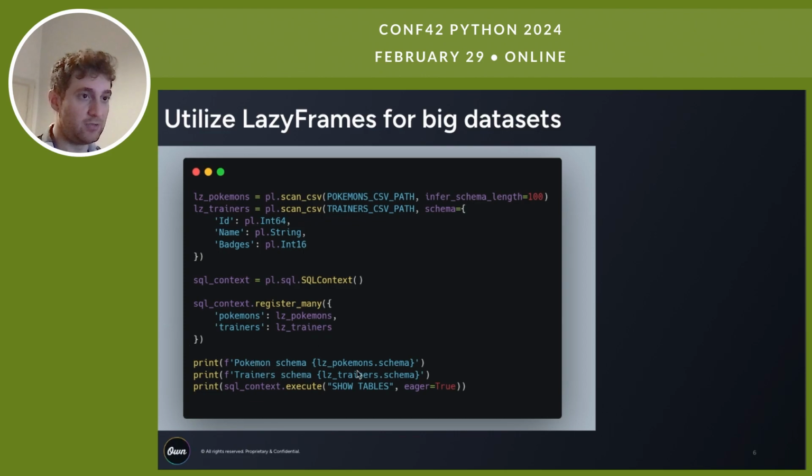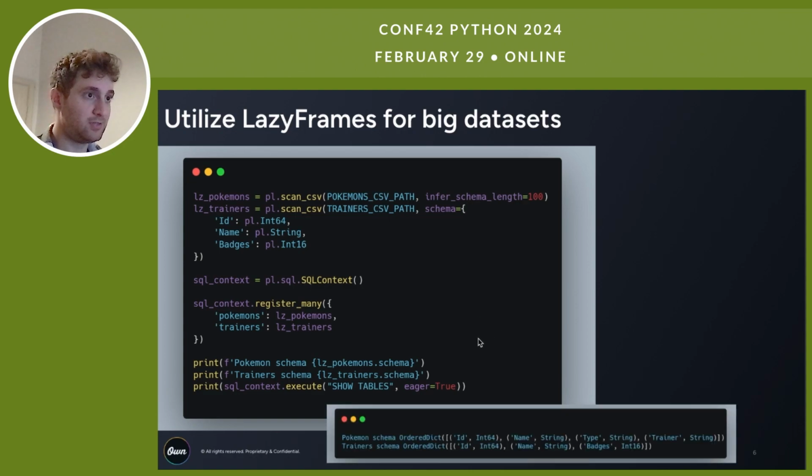And now we're printing our schema in order to see what our result will be. And we're executing a very simple SQL query called show tables. Now we are also using eager equals true because we want a data frame as the result. So let's see the result.